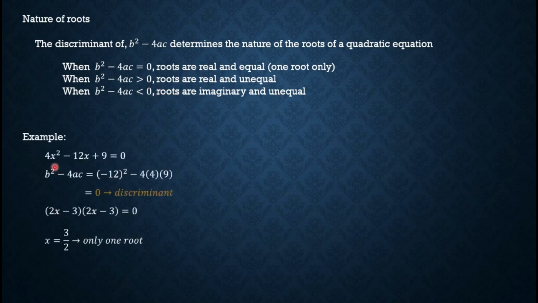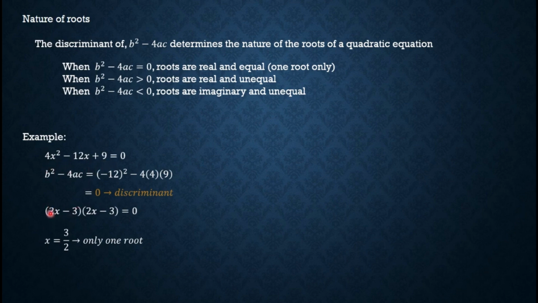For example, 4x squared minus 12x plus 9 is equal to 0. We find the discriminant using the formula b squared minus 4ac, which is the quantity of negative 12 to the power 2 minus 4 times 4 times 9. So the discriminant is 0. Therefore, the roots are real and equal, one root only. We prove this by completing the square.